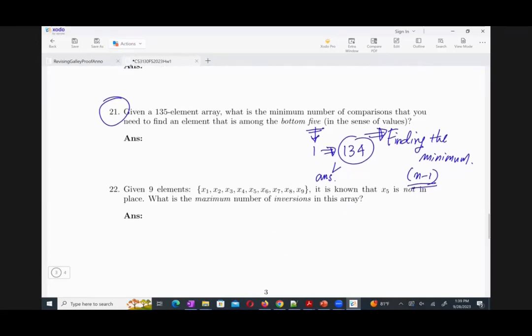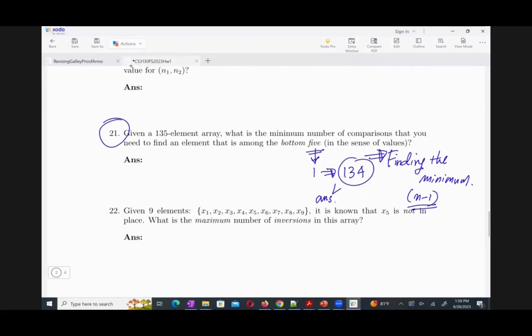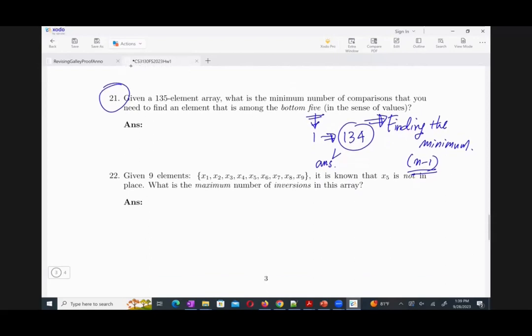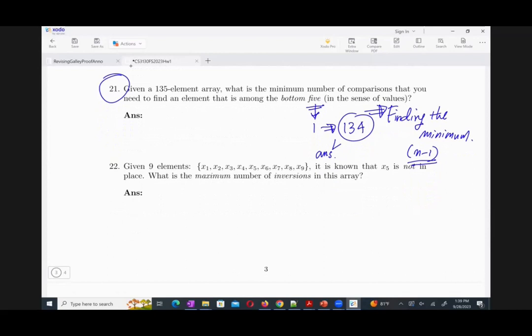All right. Second question. I was going to ask question 22. Is everything in place except X5? Yes, X5 is not. Oh, sorry. Don't make that assumption. That assumption is too much. All right, so 9 elements. X5 is not in place. That's what we know. For other elements, could be in place, could be not in place. Other locations are arbitrary. But this one is not in place.